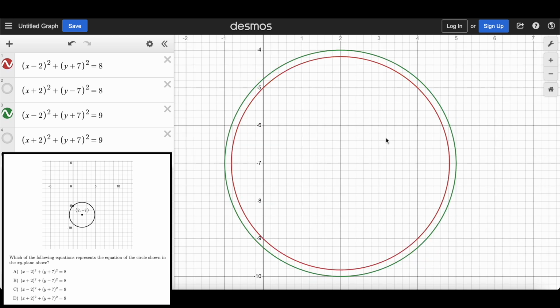Another way to recognize this is that we know that the graph, the circle, passes through the point (0, -5). And that only happens for the red curve. So that would be another way to discern which of these 2 would be the answer.